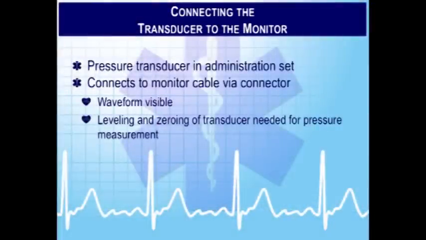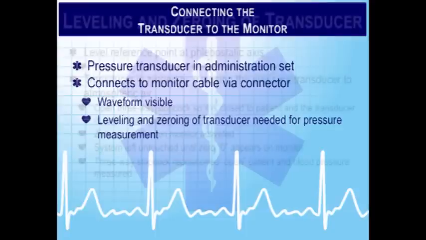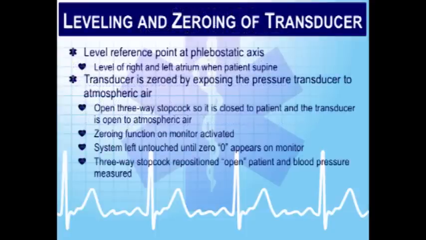The other important piece of using a transducer is not just hooking it up and having it read a waveform, but it has to be leveled and zeroed in order to be accurate. And the transducer itself has to be maintained at that place where it was leveled and zeroed. So we generally strap it to the patient's arm, because the point of leveling and zeroing, let me go back to the slide because it's a good example.